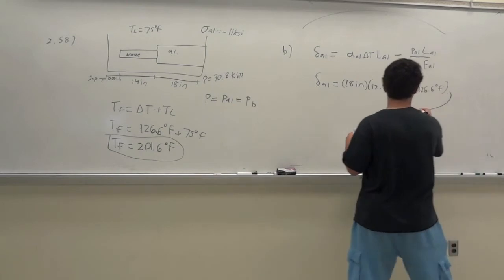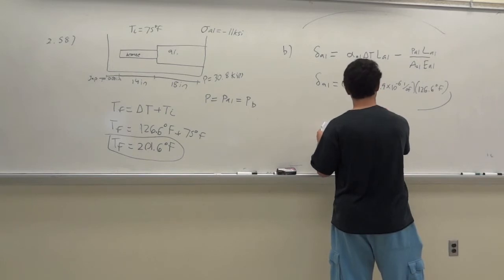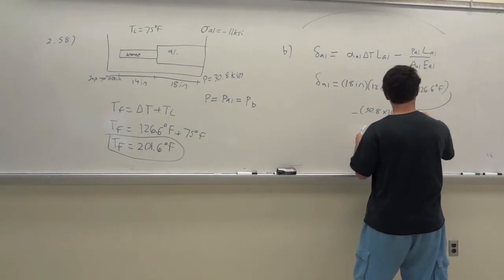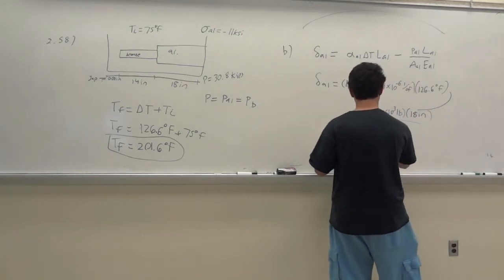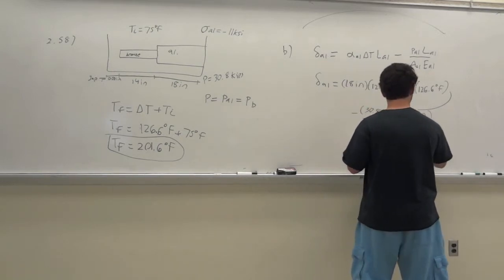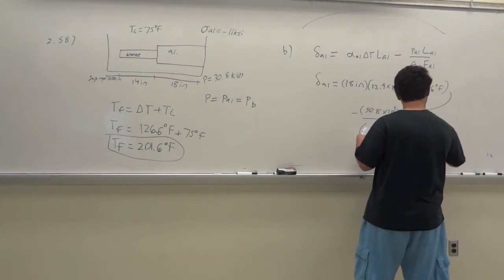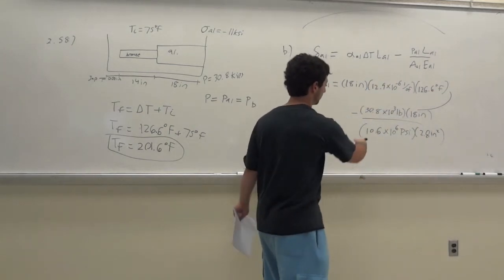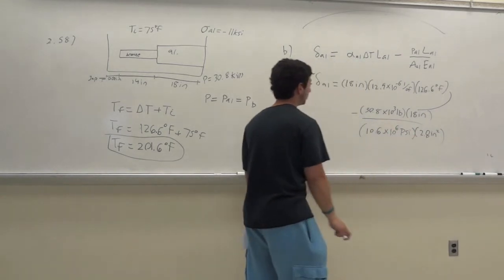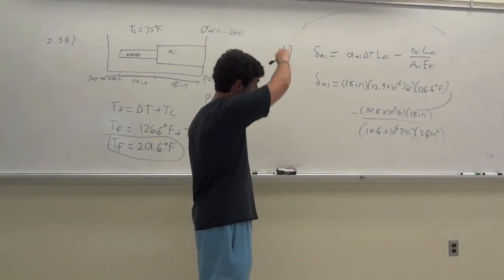And then I'm going to bring down here so I can get it. And then you have minus 30 kips. So it's 30 times 10 to the third pounds times 18 inches all over 10.6 times 10 to the 6 psi times 2.8 inches squared. Okay. All right, this was a force P, which we discussed before. This is PL over AE. Well, I actually have E over here and A over here, but that doesn't matter. Okay? So this is what you get.